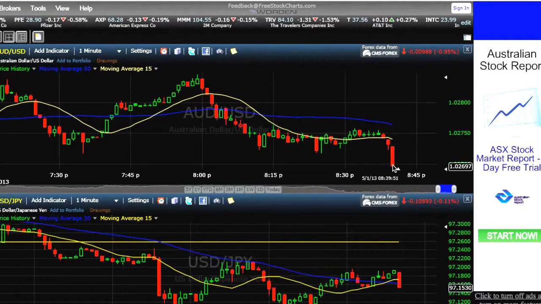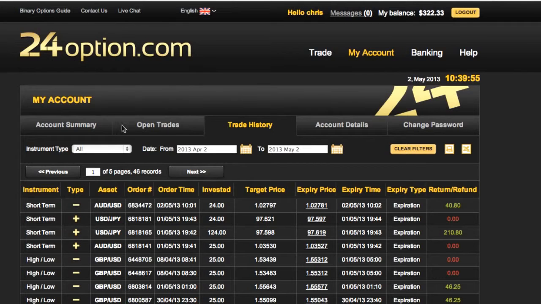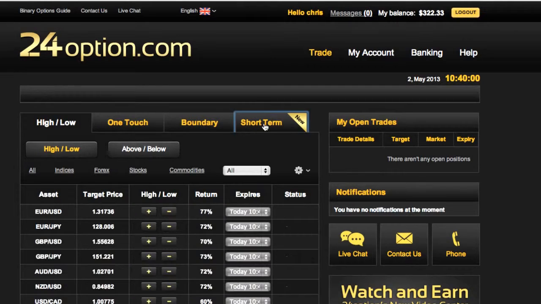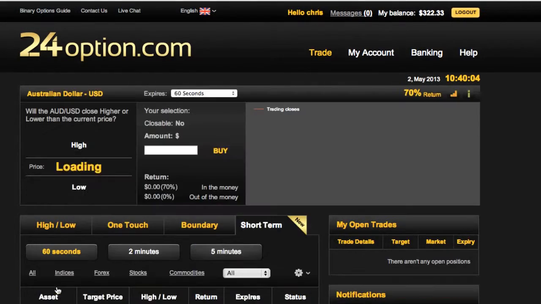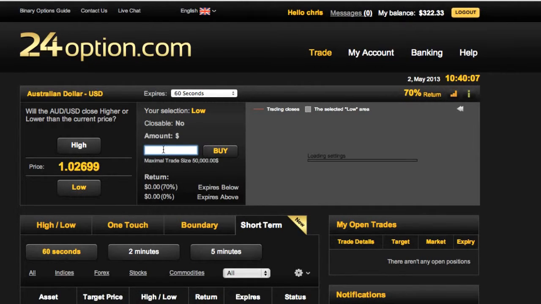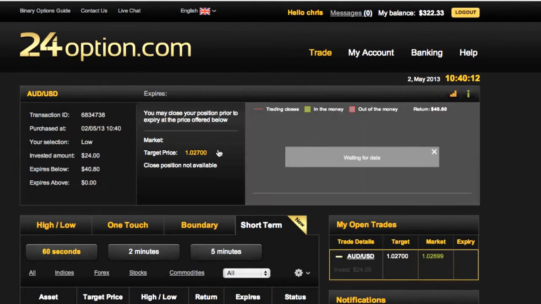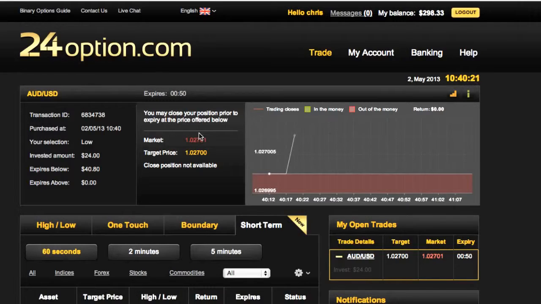So let's actually do it. I've got it open. Okay, so go into 60 seconds. The Australia USD. We're going to do a low call. $24 is the minimum investment. Click buy. So let's actually see this in action. So this is my test trade in inverted commas. This is to confirm the trend.